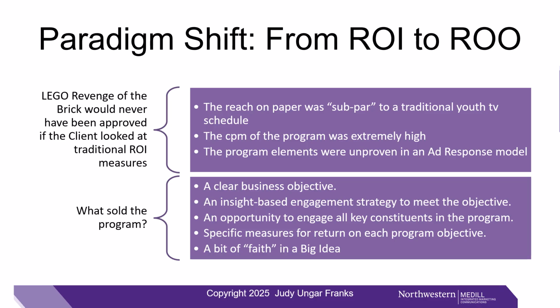This never would have happened if the client looked at traditional ROI measures. The reach on paper was subpar to a traditional youth TV schedule. The CPM of the program was outrageously high, and the program elements were unproven in an ad response model. There was no market mix model that we could use to sell this in. So how in the world did we pull it off?